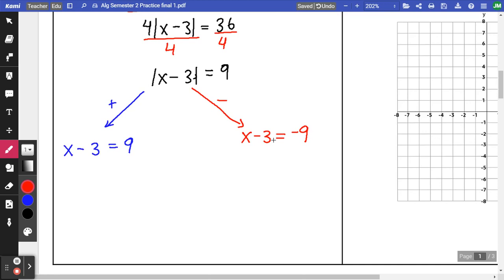And if we solve for x in both of these cases, we can add 3 here, and we get x is equal to 12 in one case. That's one solution.